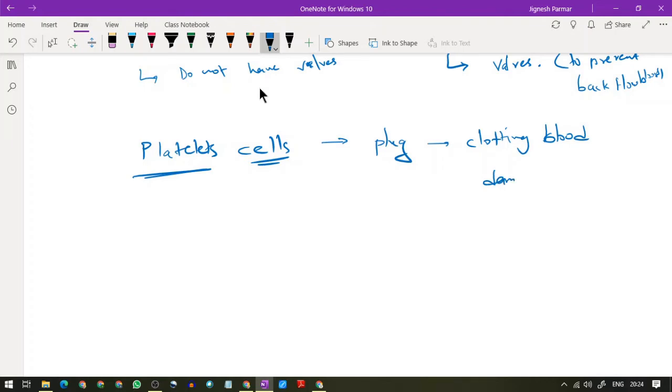Wherever the damage has occurred, in an artery or a vein, okay, anywhere there is a blockage or leakage, it's going to stop that.